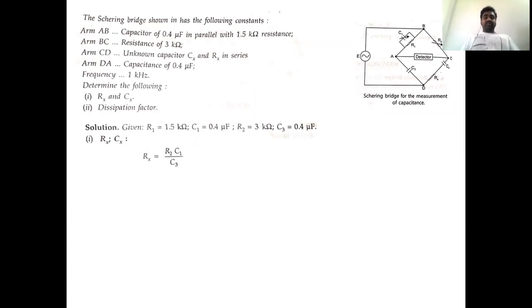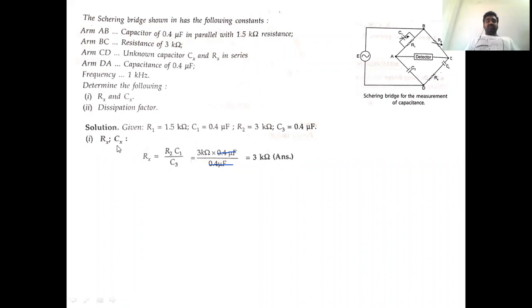Solve along with me. What will be the value of R suffix x? If we substitute the values, that is 3 kilo ohm into 0.4 microfarad divided by 0.4 microfarad. What will be the answer? This 0.4 and this 0.4 will get cancelled. The answer will be 3 kilo ohm.